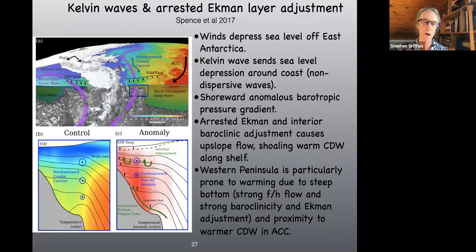And this is a pretty complicated figure that made it into our schematics of the paper. It just summarizes what I was talking about. The lower right is the anomalous changes here. You have a change in the sea surface height, which changes the barotropic pressure, which leads to an arrested Ekman layer response, which off the west coast of the Antarctic Peninsula, with the temperature isolines aligned as they are, can lead to an upslope transfer of that warm water, which can lead to melting of the ice shelves. At least that's our hypothesis.